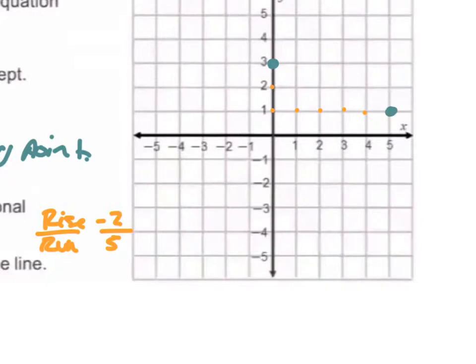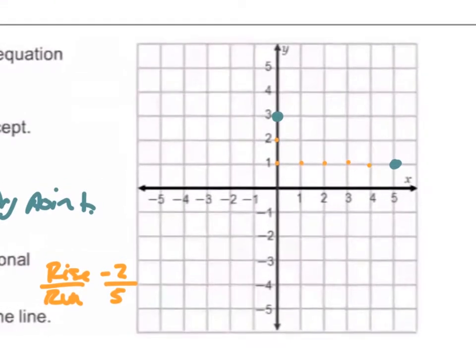new point, okay? Now the other way I can do this is I can go up 2, up 1, 2, and then go to the left, 1, 2, 3, 4, 5, and then plot a point, okay? So I use the slope to help me generate new points on a graph, and then I just connect my dots and draw my arrows to show that I have a line, and that's it, okay?